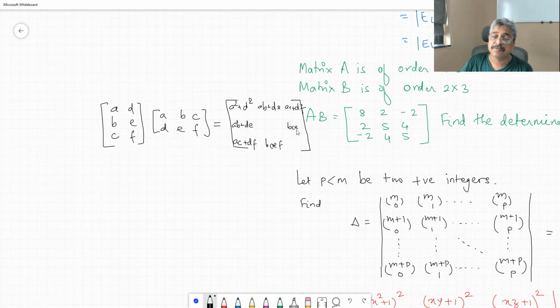BC plus EF. And this is A square plus D square. This is B square plus E square. This is C square plus F square. That is what is observation. You get a symmetric matrix when you have these two transposes. A and B are transposes of each other. If this is A, then this is A transpose.